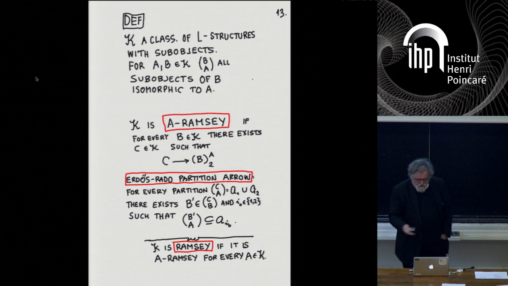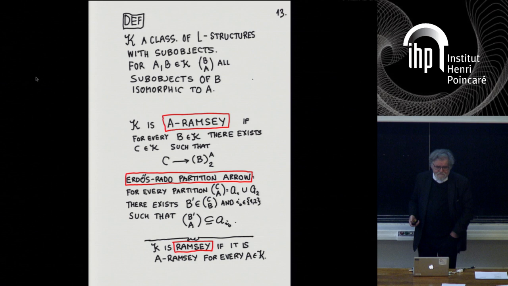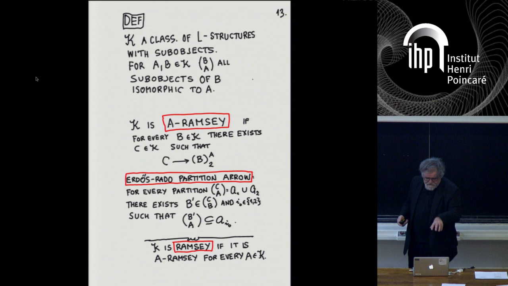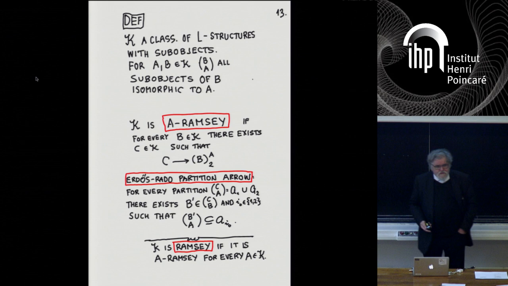And you say that the class K is A-Ramsey if the following holds: for every object B in the class, there exists an object C in the class so that C arrows B with parameters A and k. This is a partition arrow, which means the usual condition appearing in the Ramsey theorem. If you split in an arbitrary way, forgetting any underlying structure on C, you just take a set partition of the set of all subobjects which are isomorphic to A, then there exists a copy B prime, isomorphic to B, which is homogeneous on all the A subobjects. And if the class has the Ramsey property for every A, then it is a Ramsey class.